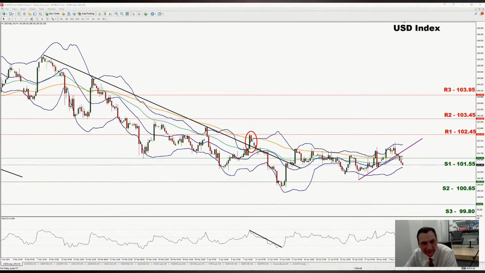So once again, we're going to be mixing technicals with fundamentals, and in front of your screens you have the US dollar index. It's the four chart. All charts to be presented are of the same time frame unless otherwise stated.